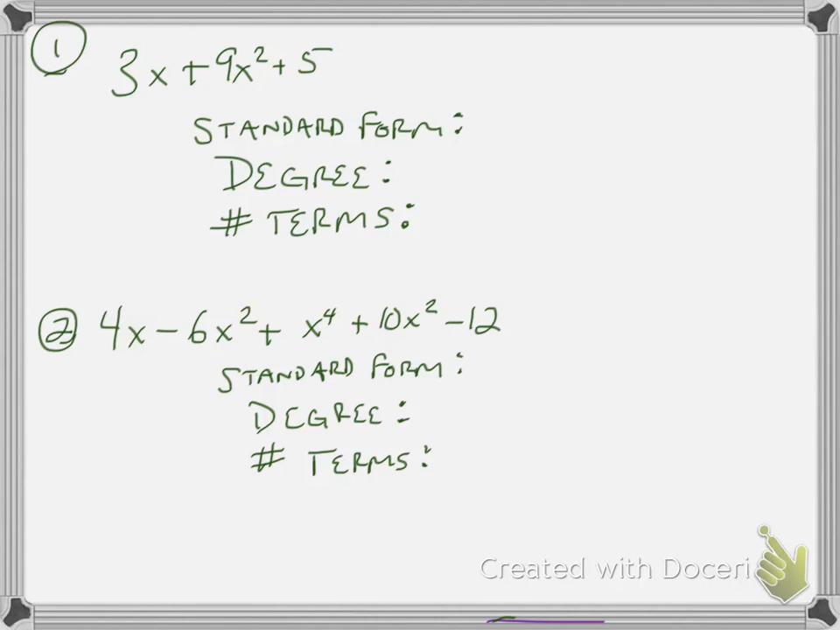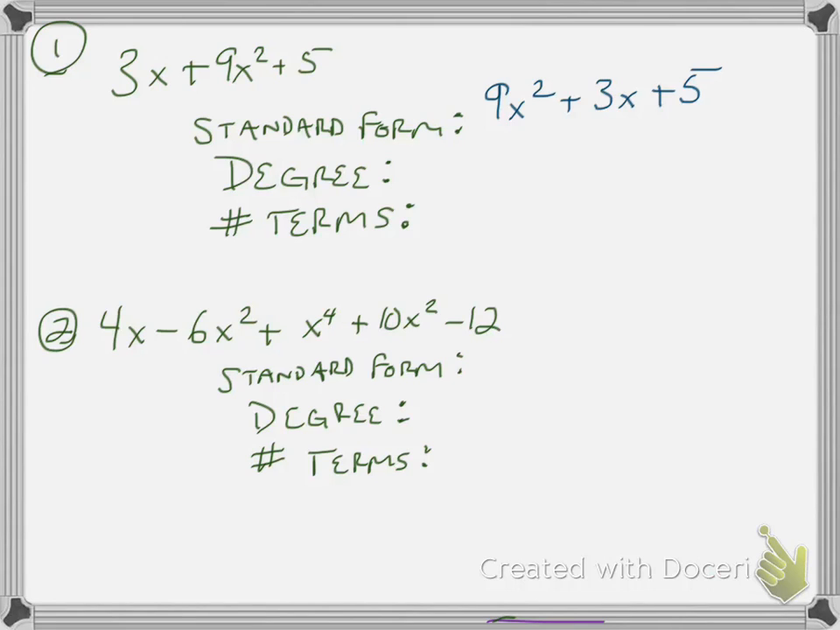On to the examples. Okay, so here you're going to have to put it in standard form and then name it or classify it by the degree and the number of terms. So the first one, in order to be in standard form, I got to start with the highest exponent. Let me change my color. Okay, which is going to be the 9x squared. Then I get my x term, 3x plus 5. This is the standard form. Okay, highest exponent down to the lowest exponent.